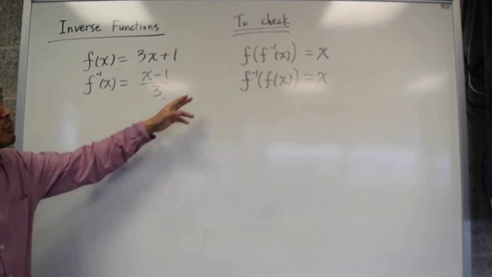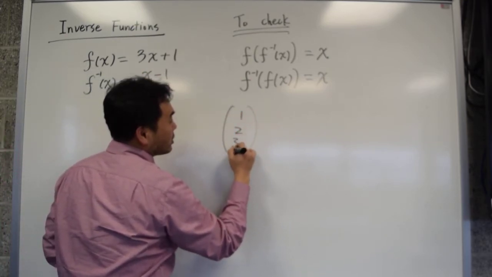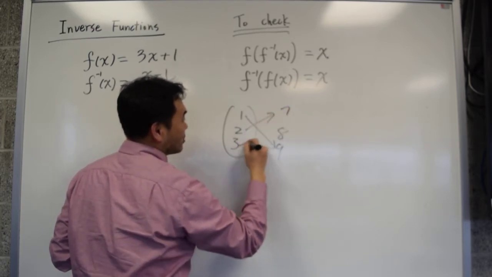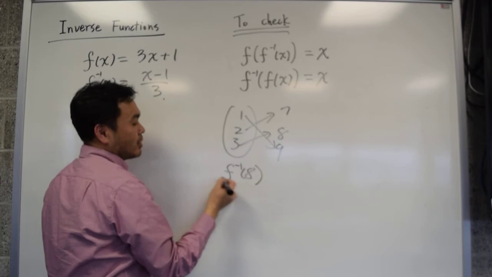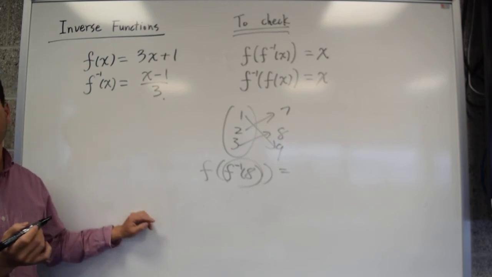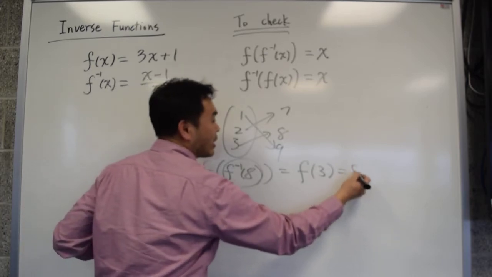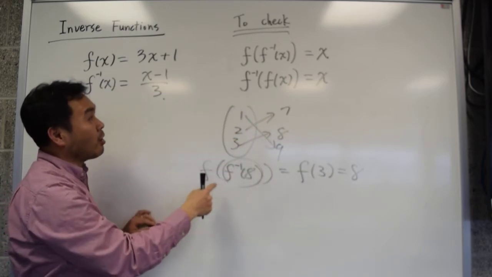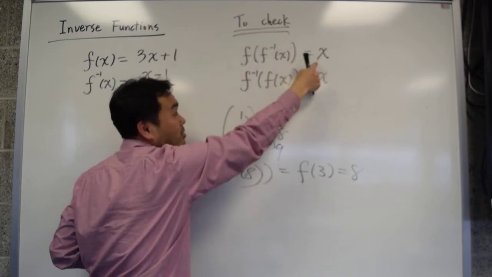Now, let me quickly explain why this is always true. Remember our 1, 2, 3, 7, 8, 9 example. Think about this: what's f inverse of 8? And then you apply f again. Let's do it one by one. What's f inverse of 8? 3. What's f of 3? 8. So what happened? You start from 8, went back to 3, and then went back to 8 again. So of course, x will go to some y and it will come back, so you're going to get the x again.